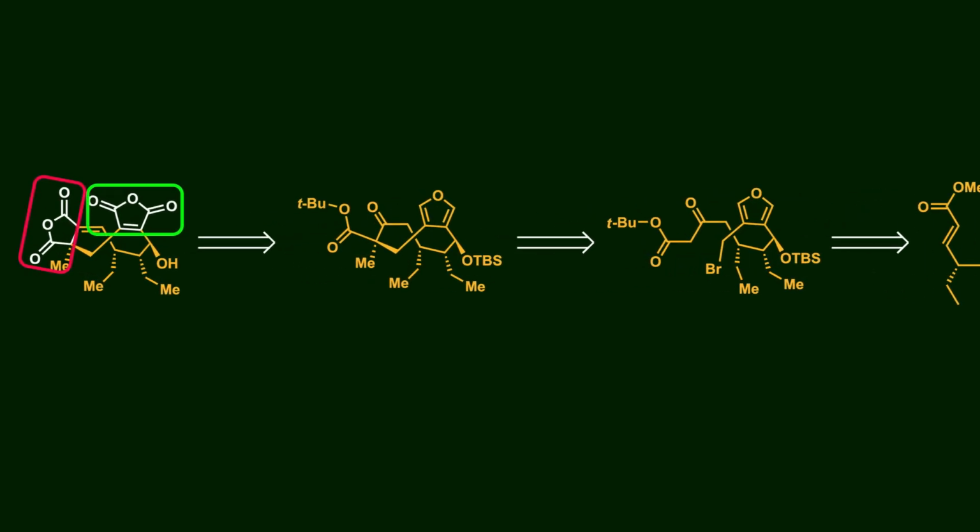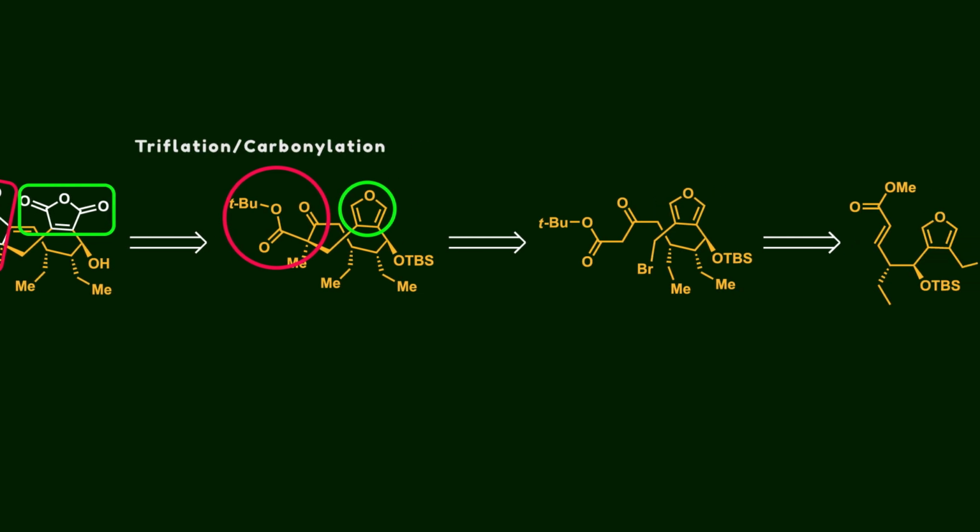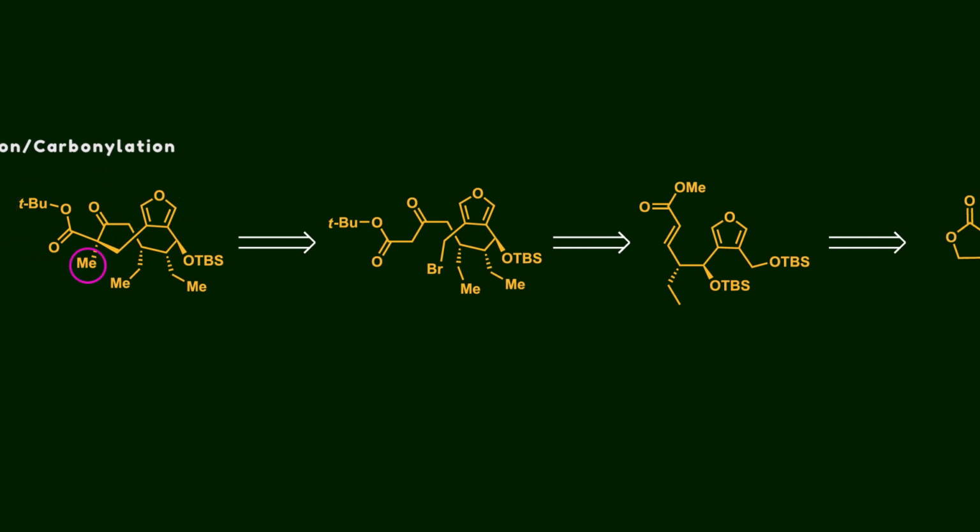Now let's analyze the retrosynthetic pathway. Two cyclic anhydrides are unstable, so the group preferred to install them at the latest stage of the synthesis. One of the cyclic anhydrides is masked as a furan, while the other is derived from the ketoester via a triflation-carbonylation sequence. This intermediate can be simplified by removing the methyl group and disconnecting the carbon-carbon bond.